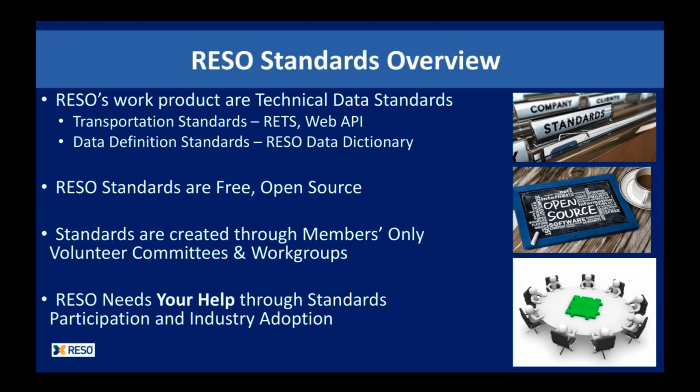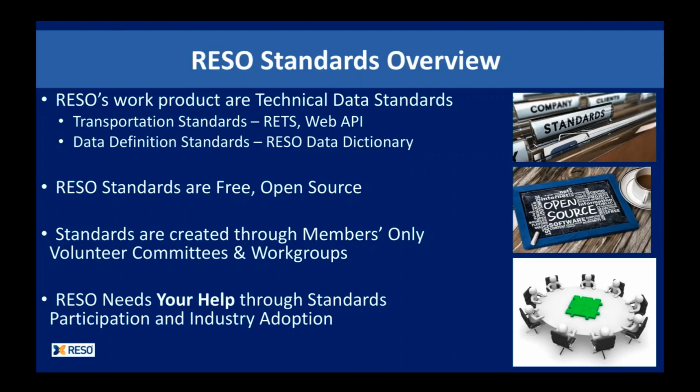We do have two transportation standards: RETS, which has been around for roughly 15 years, and then the new Web API, which we are discussing today. Everything that we do with our standards is free and open source. Anyone can download publicly available ratified standards and use those within their business needs as they feel the need to do so.